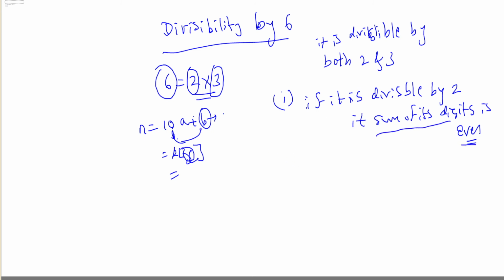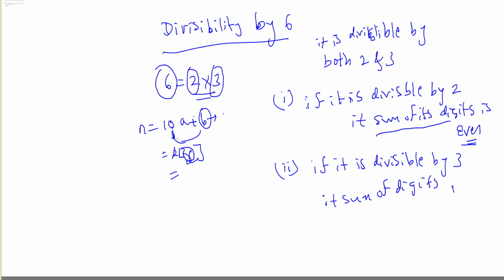Why? Because if it is even, you can take 2 common from both the sides, and it is divisible by 2. Okay, this is one thing. And if it is divisible by 3, as I told you, its sum of digits is divisible by 3. Try to understand.